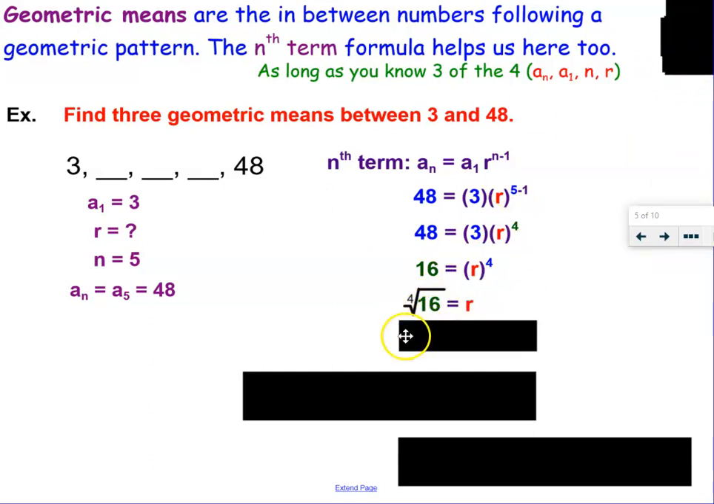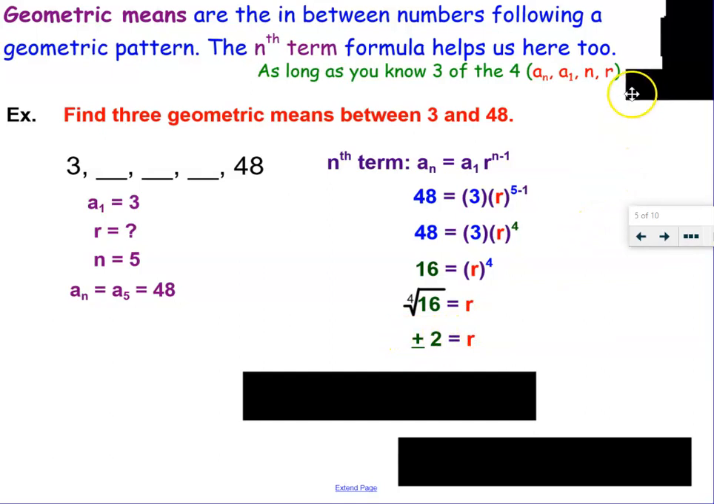And you can do a tree branch, but you get 2. Remember, if it's an even root, you must have plus or minus. That's very, very important here. So there's 2 values of r here.